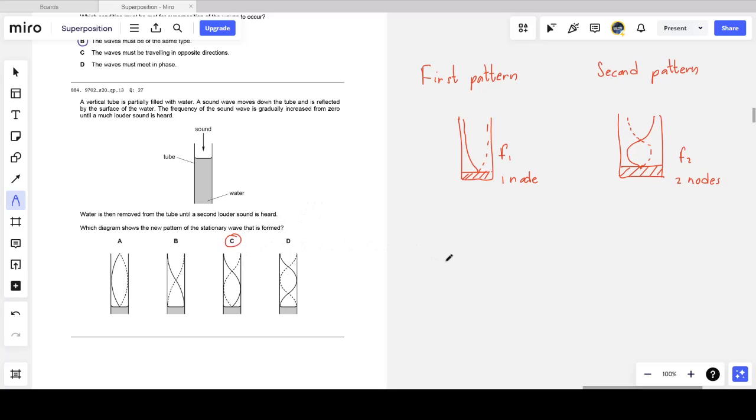That's the second pattern that's going to form. And we can do this for the third and fourth and fifth patterns and so on.